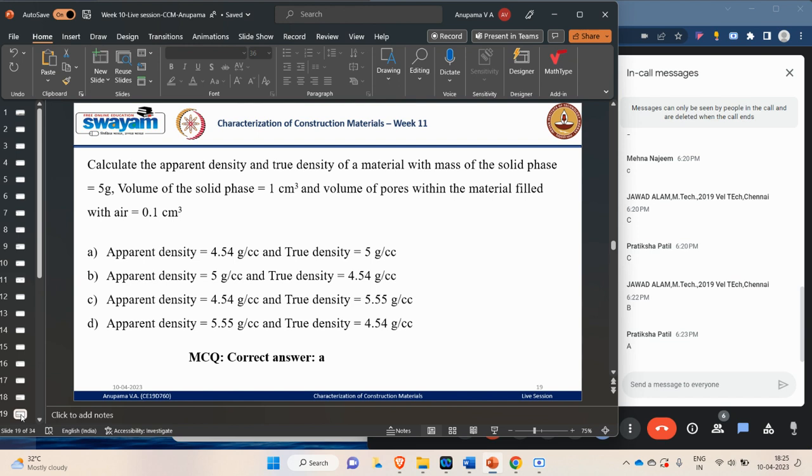So thereby the correct answer is option A. 5 by 1.1 will be 4.54. 5 by 1 will be 5. So the correct answer is apparent density is 4.54 gram per cc and true density is 5 gram per cc, that is corresponding to option A.